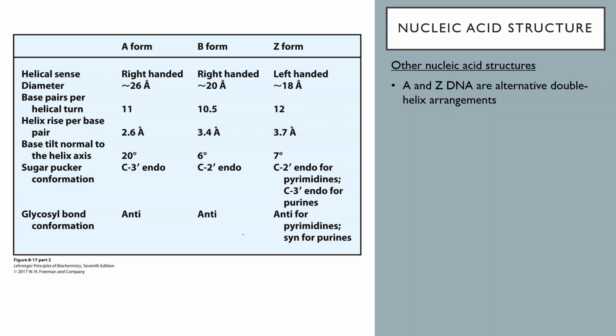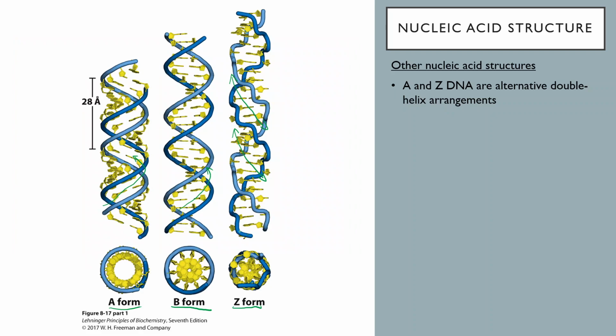So in other words, for a B form DNA and Z form, the base tilt is very small, whereas for A form, you can see here when we say base tilt, it's this angle here relative to the long axis of the helix. So for B and Z, the bases are almost perpendicular to the long axis of the helix.